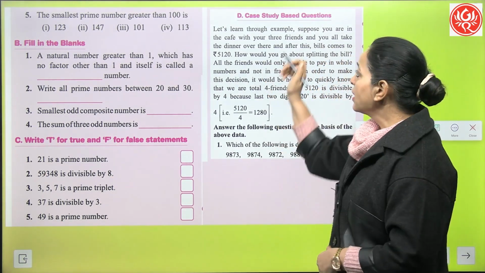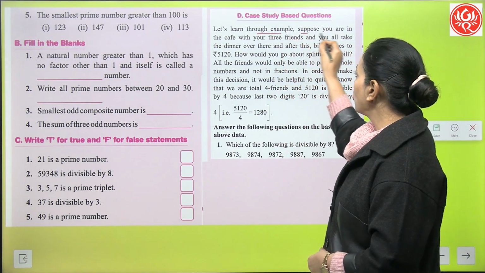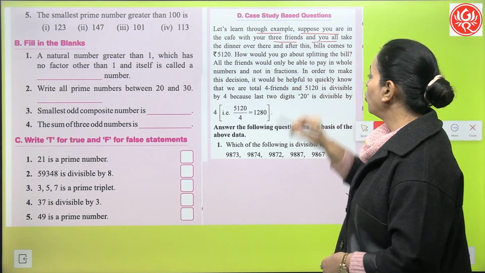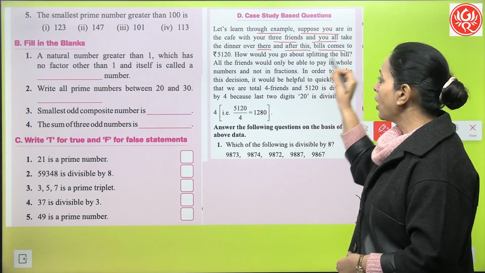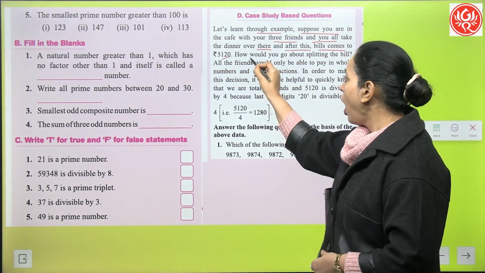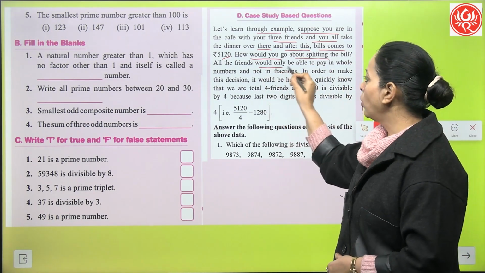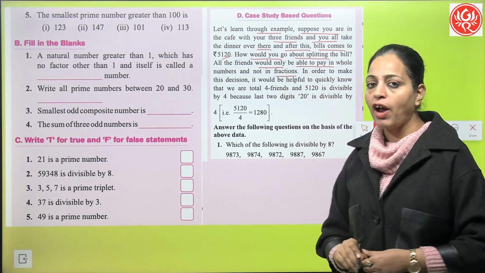Now G part, case study based question. Let us learn through an example. Suppose you are in a cafe with your 3 friends and you all have dinner there, and after this the bill comes to rupees 5,120. How would you go about splitting the bill? All the friends would only be able to pay in whole numbers and not in fractions.